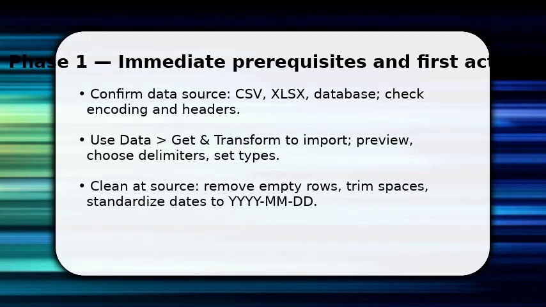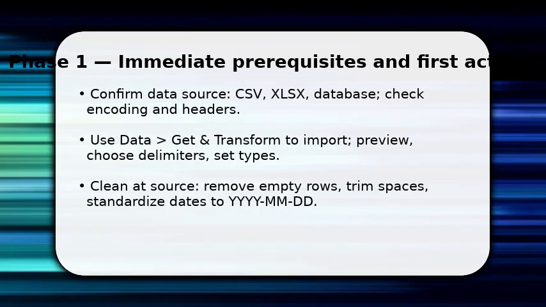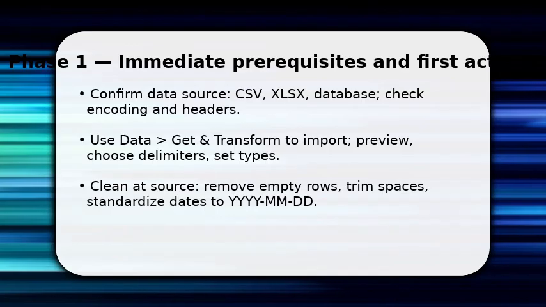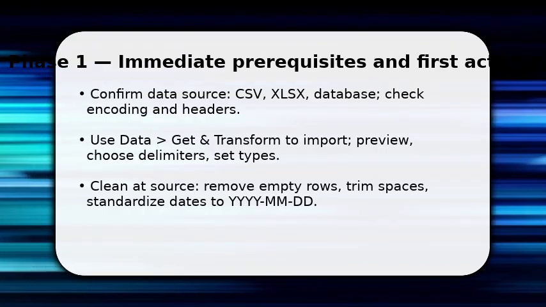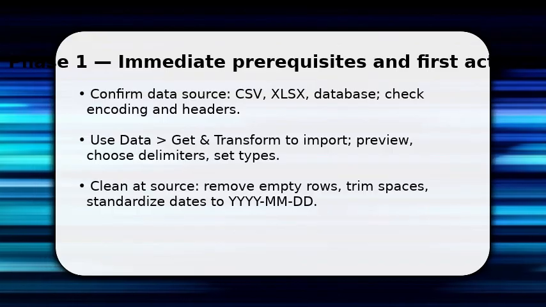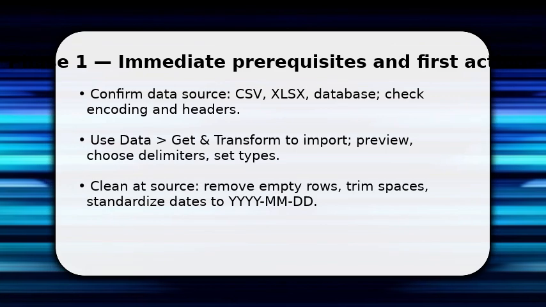You begin by importing clean data so your analysis is reliable. First, identify the file type and encoding, then use Data > Get & Transform to load it. When previewing, set delimiters and column types explicitly. This avoids text stored as numbers. Once done, trim spaces, remove empty rows, and standardize dates to YYYYMMDD so Excel recognizes them. You do this to prevent downstream errors, and it makes formulas and pivot tables behave predictably, saving time later.